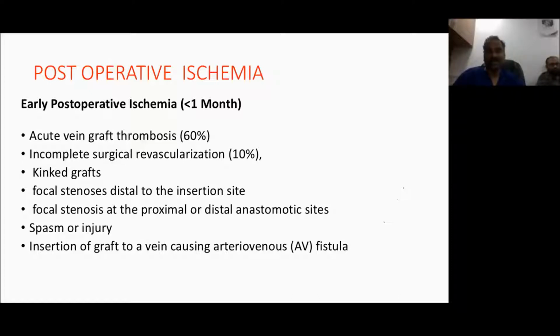And insertion of grafts to a vein. I have seen one case where a graft was inserted to the posterior descending vein, which accompanies the PDA. So insertion into a vein causes an AV fistula and bypassing of the wrong vessel. These are the common causes of early postoperative ischemia. Predominantly, it is acute vein graft thrombosis or incomplete surgical revascularization. Most often we see this early postoperative ischemia in 24 to 48 hours.